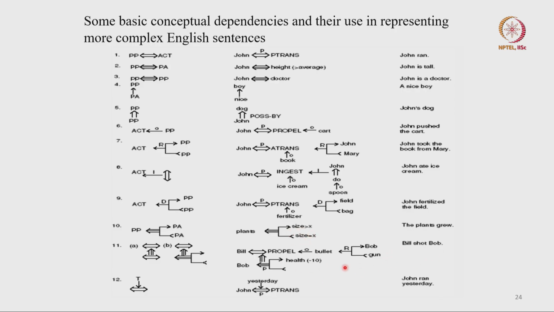Bill shot Bob. So, what did Bill do? Bill used propel of the object bullet from the gun to Bob, and as a result of that you have this conceptualization. Bob's health goes to -10 basically. Okay, in other words, he gets shot, right. John ran yesterday. Again John, P trans, just like we used here, and P because it is a past tense, and yesterday because that is what you need to put there basically.